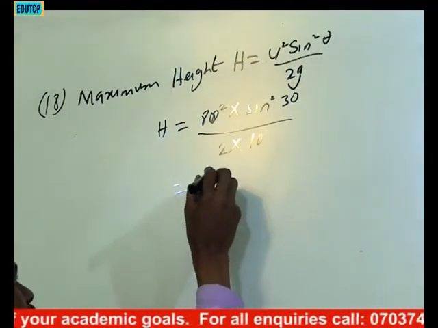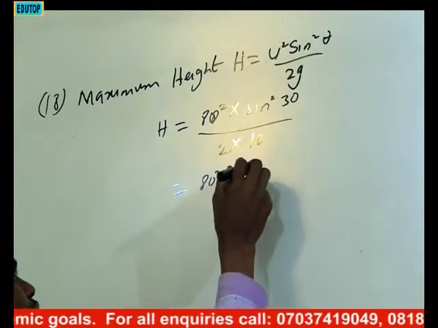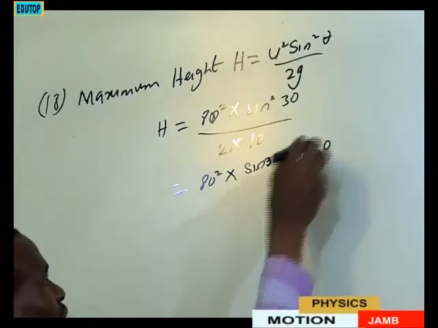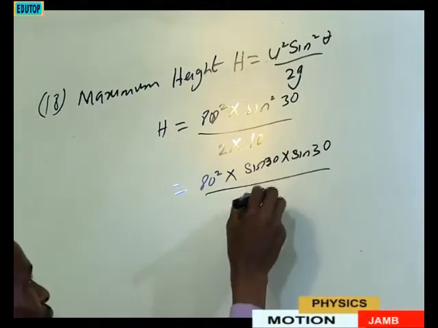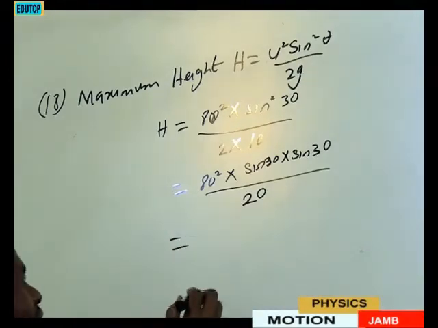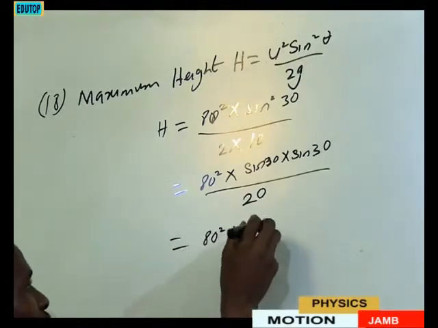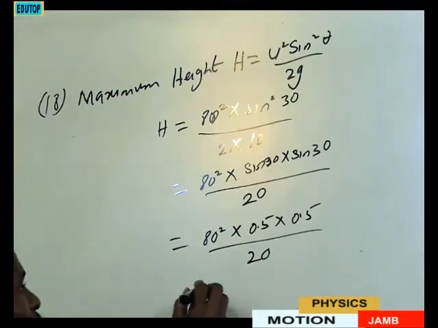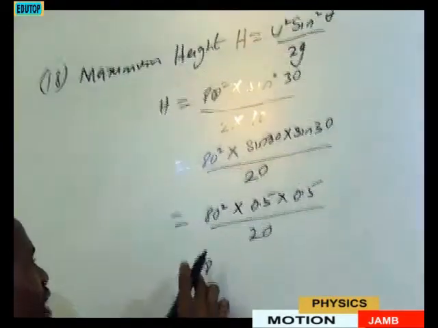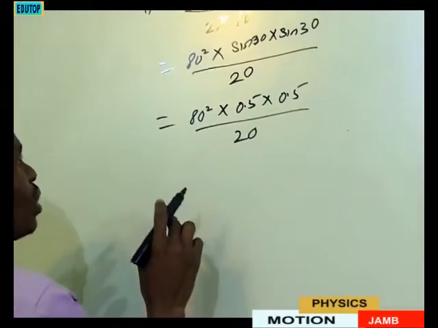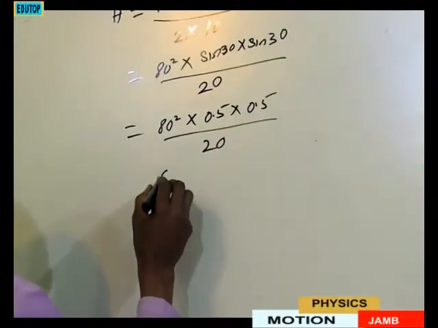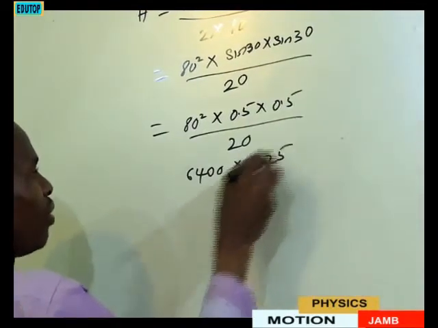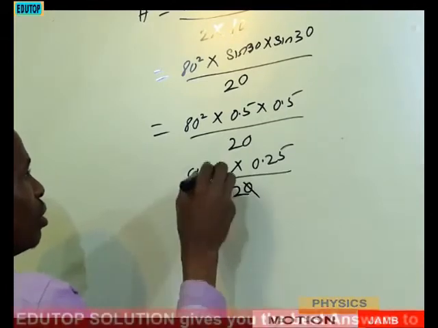This is 80 squared times, this one is as simple as sine 30 times sine 30 divided by 20. If you continue, sine 30 is 0.5, 0.5 times 0.5, all divided by 20. And this is the 80 squared, in this case, because 8 squared is 64. This is 6,400 times 0.25, all divided by 20.